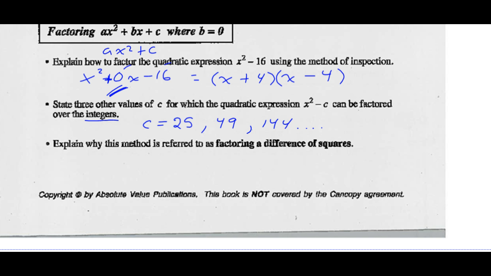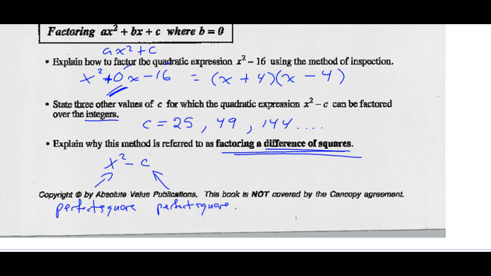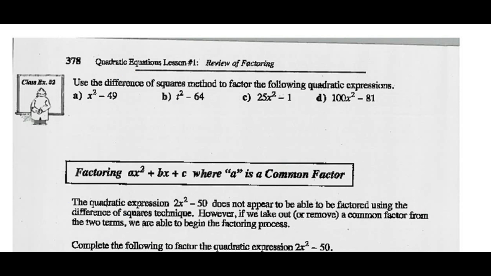So explain why this method is referred to as factoring a difference of squares. Well, if you think of it, x squared minus any of these numbers, the first term, x squared, is a perfect square. And c, if you want to factor it as a difference of squares, c must also be a perfect square. So if both those terms are perfect squares, we're going to factor as a difference of perfect squares. Difference because there's a subtraction sign between. We can never factor a sum of squares, only a difference of squares.